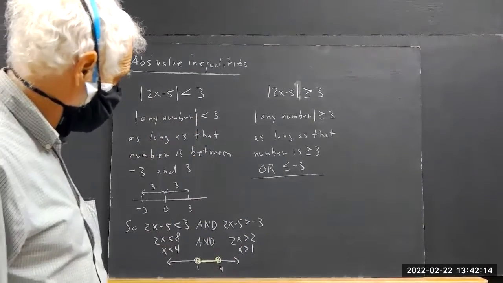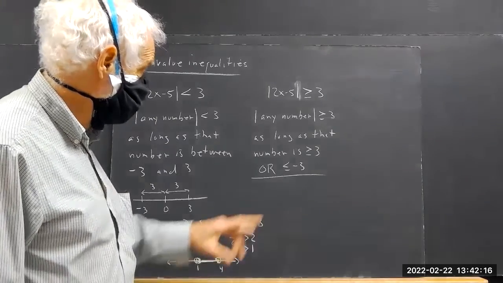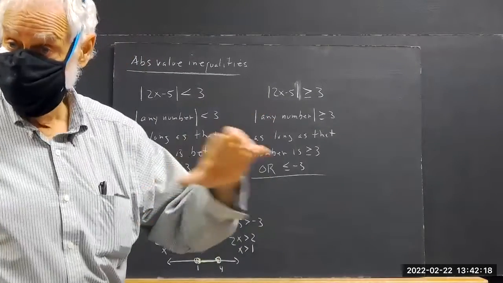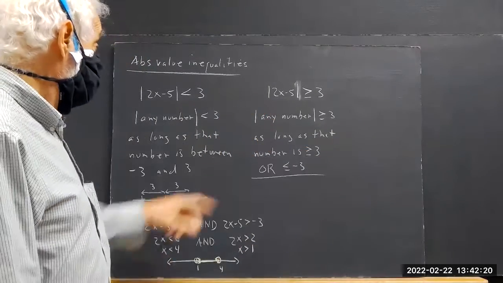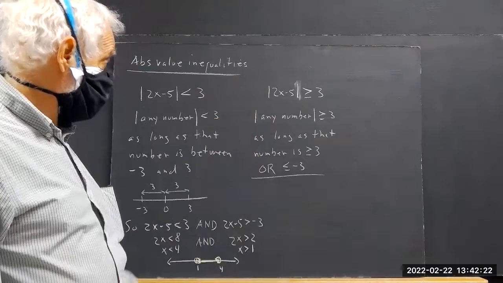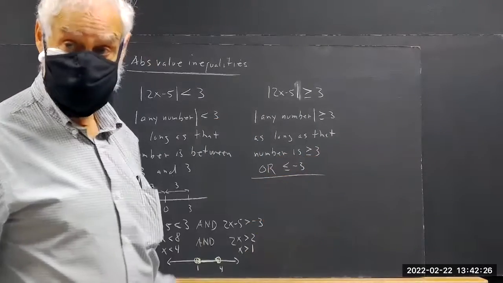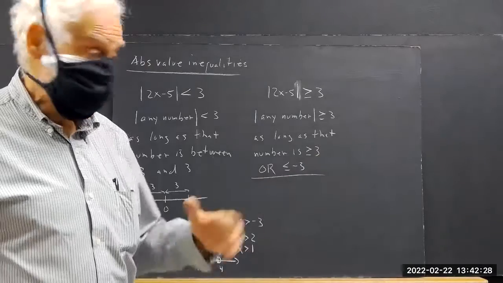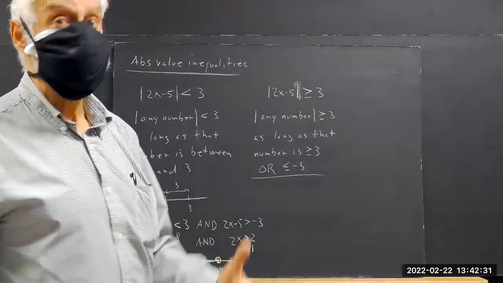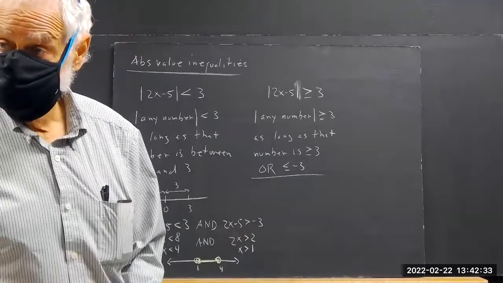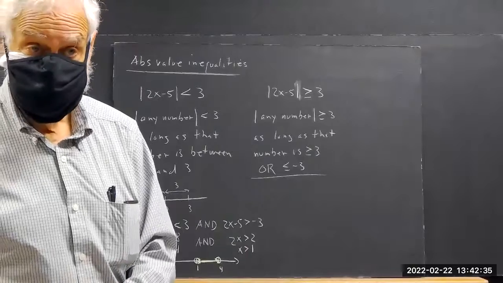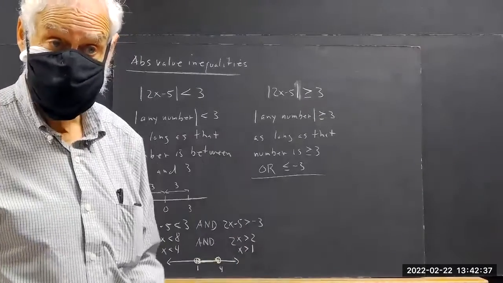I won't go into too much explanation of that at this point, maybe next time, after you've had a chance to work through it and think about it. Okay, here, a number can't be greater than or equal to 3 and less than or equal to negative 3. If it's greater than or equal to 3, it isn't less than negative 3, is it? If it's less than or equal to negative 3, well, it's not greater than or equal to 3.